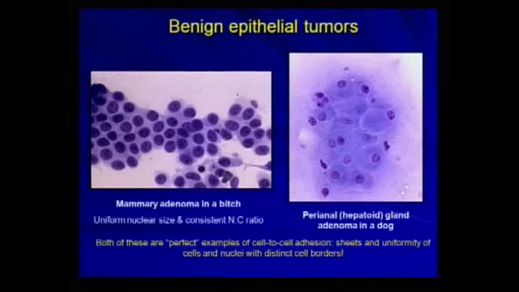Just a couple of obviously benign tumors, which are not really exhibiting any of the signs that we look at. When we look at the mammary adenoma, you can see the cells are all the same size. They are clustered together. Nuclei are the same size. The nucleoli are not prominent. This is about as benign a cytology of a neoplasm as you would expect. If we go back to our perianal gland adenoma on the right, the nuclei are small, nucleoli are not very prominent, and the orientation is what we would expect.